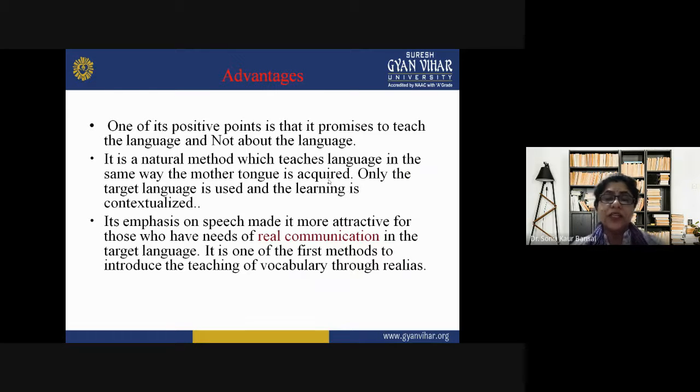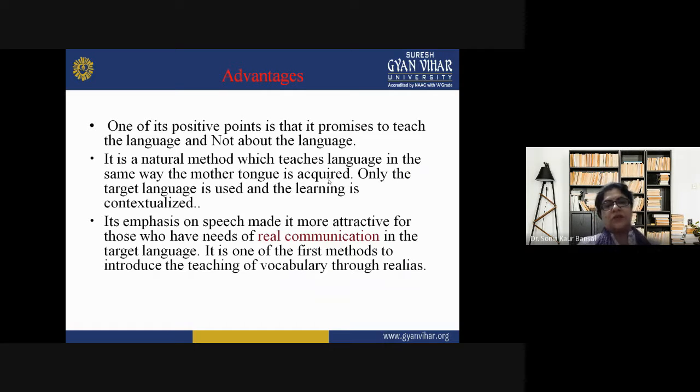So, definitely, if a student is well versed in the target language, then you can make out his performance by his speaking only. This direct method is actually emphasizing this point. Then, students, next, it is a natural method which teaches languages in the same way the mother tongue is acquired. Only the target language is used and learning is contextualized.